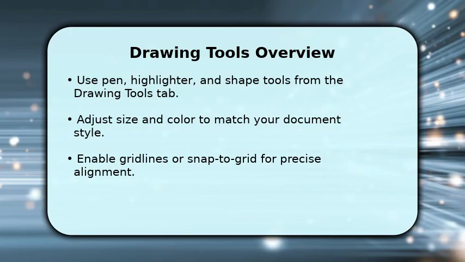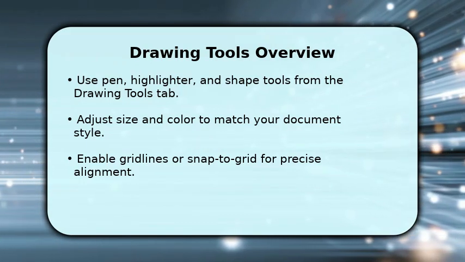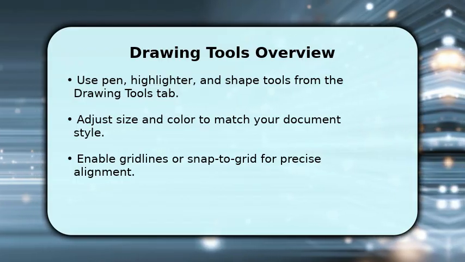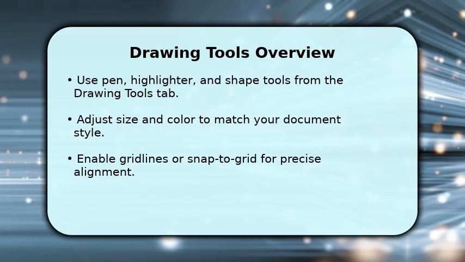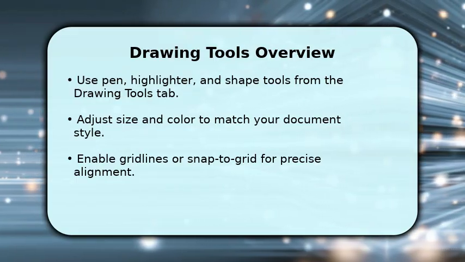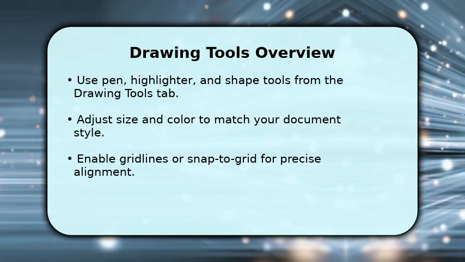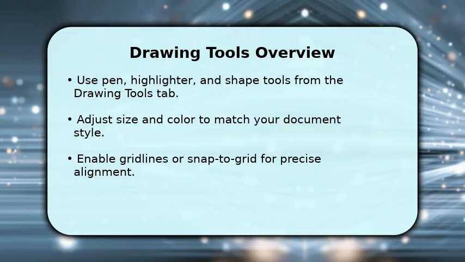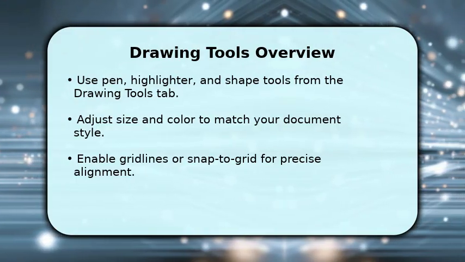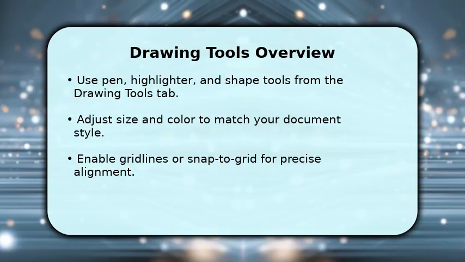Open the Drawing Tools tab whenever the canvas is selected and explore pen, highlighter, and shape options. Use size and color controls to match your document theme and maintain consistency. Remember to use grid lines or rulers for precise positioning, and snap to grid if you need exact alignment. Group objects to move them together, and use send backward or bring forward to manage layers. Practice with simple shapes before combining complex illustrations.